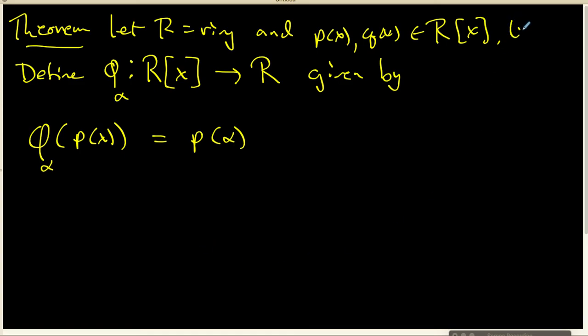So up here I really should add to my theorem that alpha is going to be from the ring of coefficients. So let's get that up there. Now it turns out that if we define this map this way, then phi sub alpha is indeed a ring homomorphism.